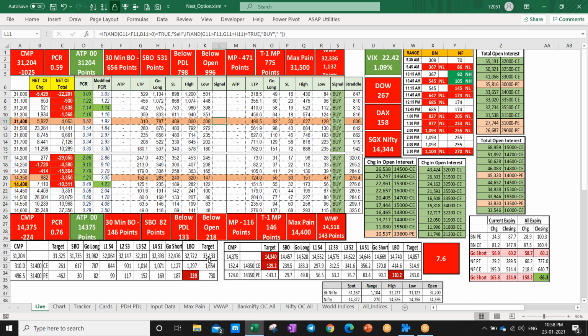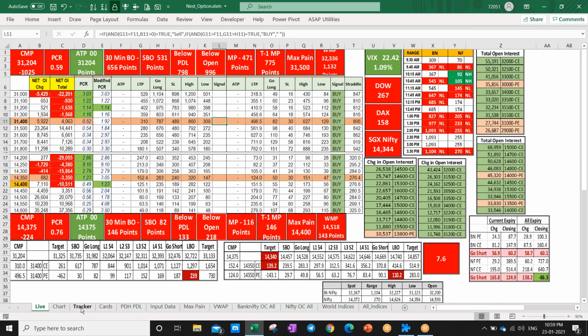This line is for futures, this for the call option, this for the put option, this for the Bank Nifty, and this for the Nifty. And you can see here the spot range, high, low, open, everything is captured here. And this is also dynamic. Whenever the strike price is moving, it will change automatically here. No manual intervention is required here.